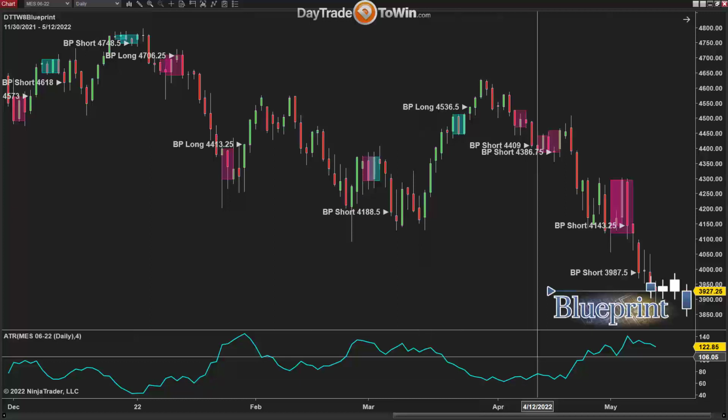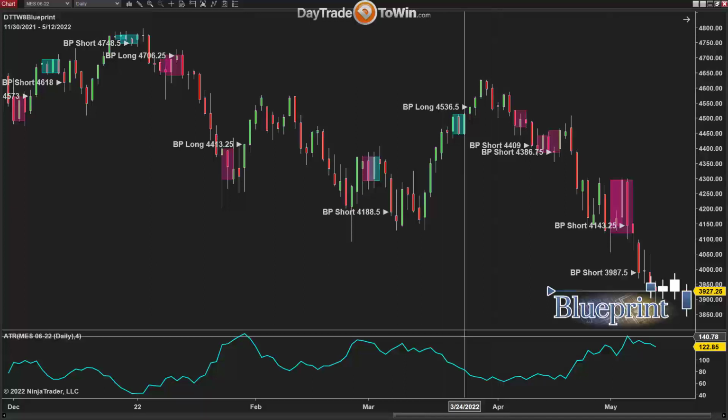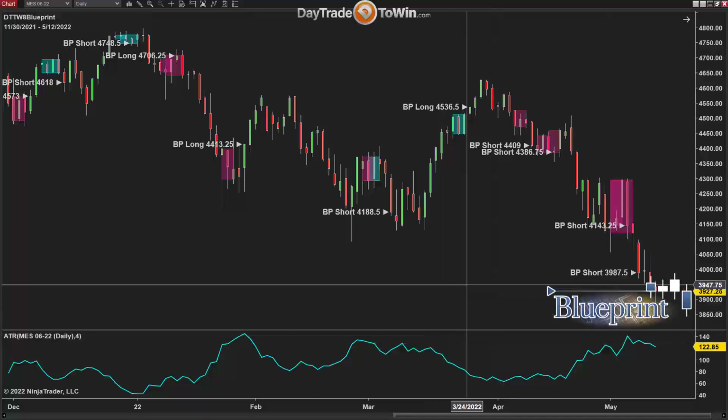The idea behind the Blueprint is really looking at whether or not there's a move, a pause, and a continuation. And it's easier said than done, because that's so subjective. Do we have a move? Is it the market stalling, and then is it continuing? So we have to really think about how this works here.